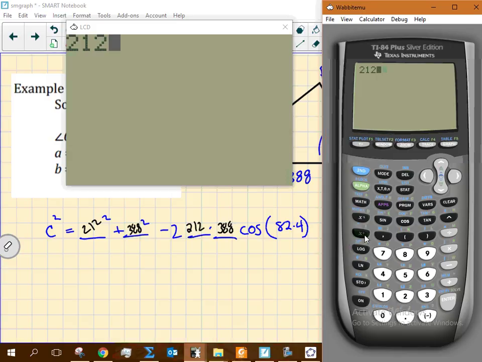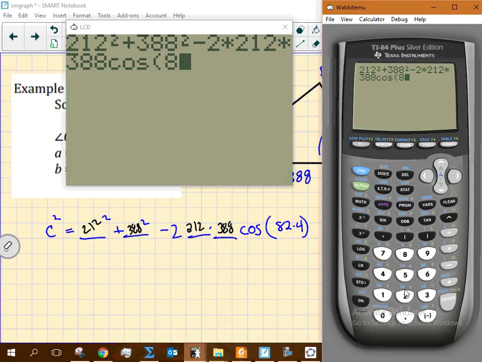So 212 squared plus 388 squared minus 2 times 212 times 388 times cosine of 82.4. That should give you that number there. And this is what I'm saying. I know that my answer should be between 176 and 600. Hopefully that gives you an understanding that your number right now is way outside that. You've got to continue to work.